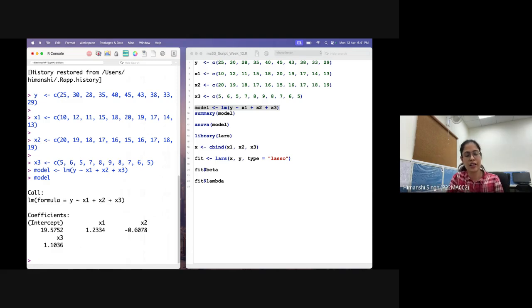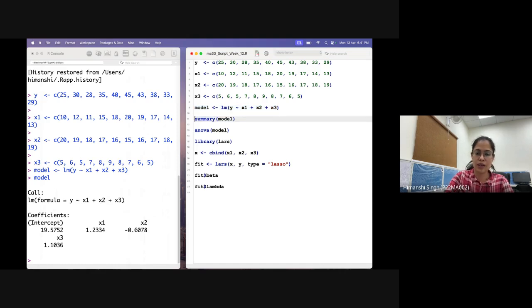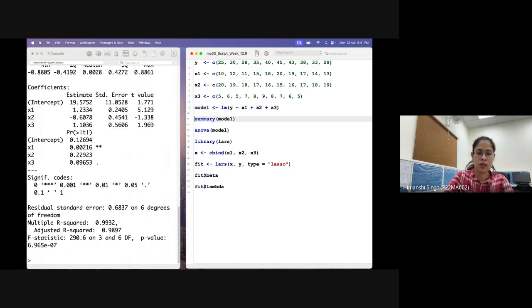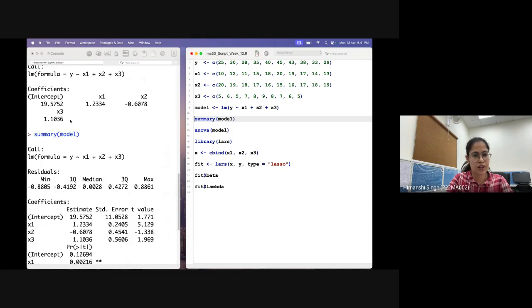So here I'm getting the estimate for the intercept term to be 19.57. The coefficient of x1, that is beta 1, is 1.23. The coefficient of x2 is minus 0.607, and the coefficient of x3 is 1.1036. So this is basically the fitted multiple linear regression model. Now if I run the summary command here, then I get these many values.